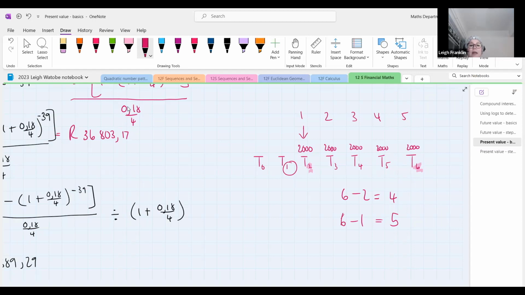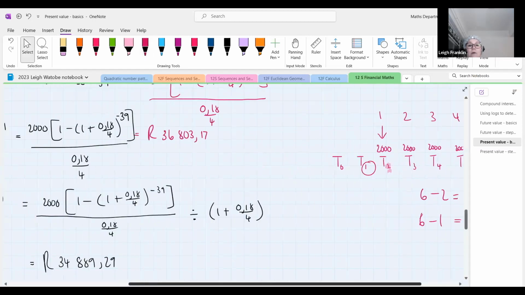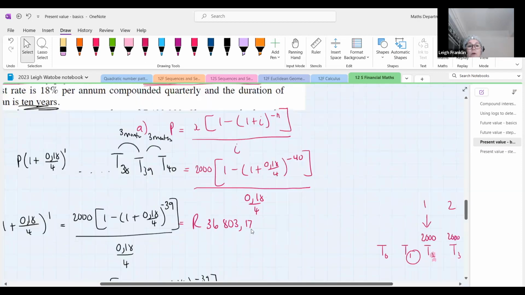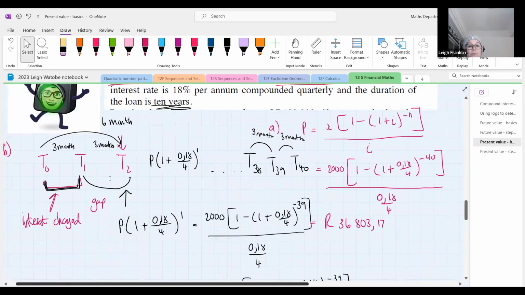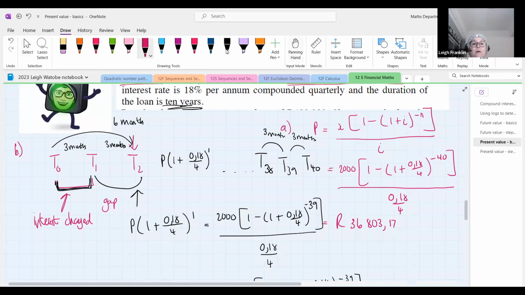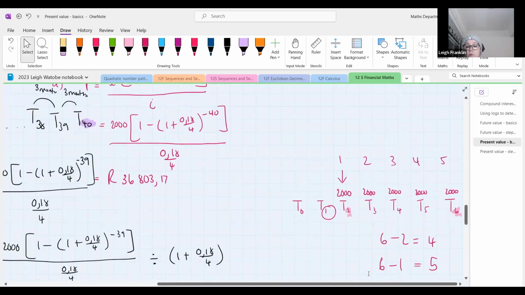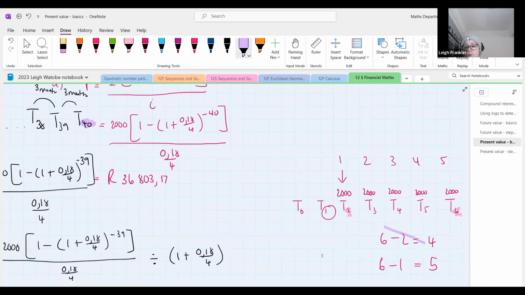So let's go back up here and have a look. We ended there. We're not subtracting 2 because we know that there aren't 38 payments. I've got to subtract the 1 before. So 40 minus 1. If I start paying at T2, there are 39 payments. Does that make sense to you now, Zwanaka, and everybody else who was confused? Does that explain it? So this is not true, we've agreed.